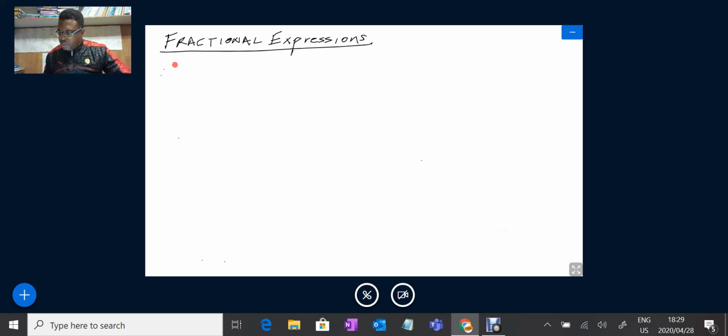So we're talking about rules. Let me write in blue. The rules. The first one: we spoke about a fraction A over B multiplying a fraction C over D.